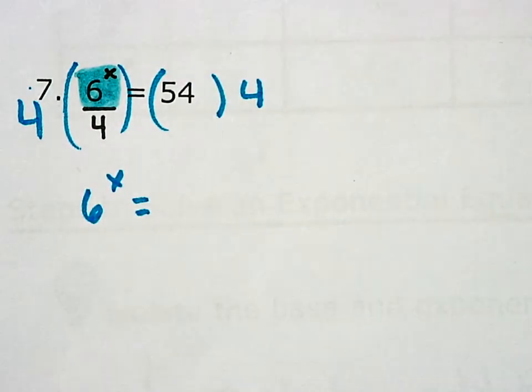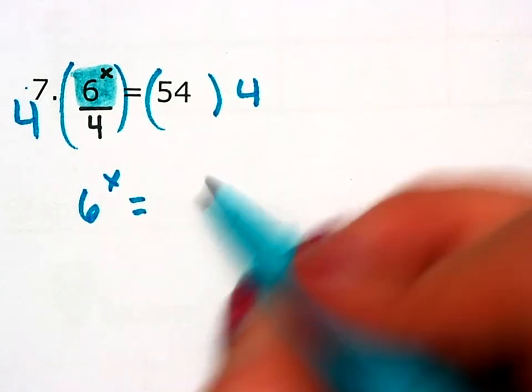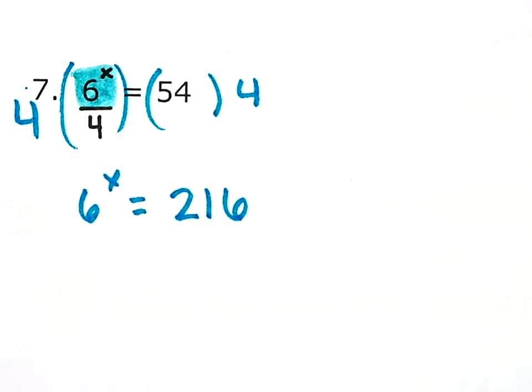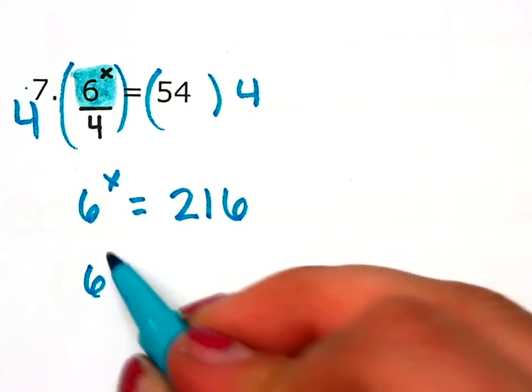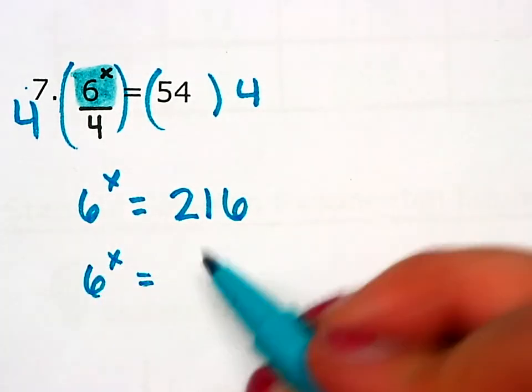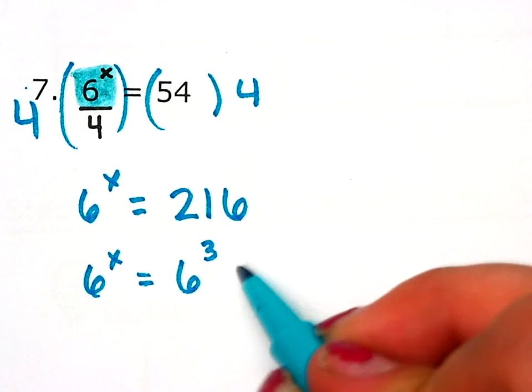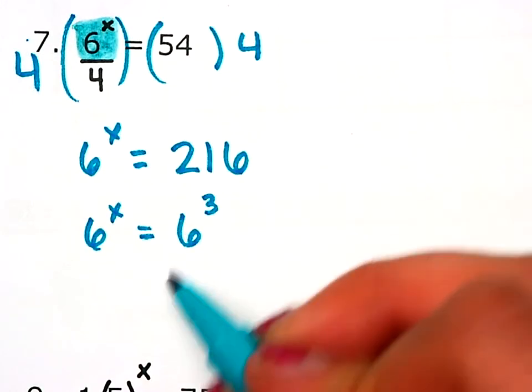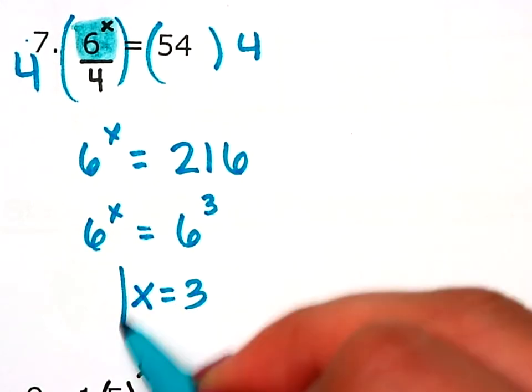So if I do that, I've got 54 times 4, and I have 216. So taking a look at your table, we definitely have that number. This is going to be 6 to the third if we replace this. And that means that x has to equal 3.